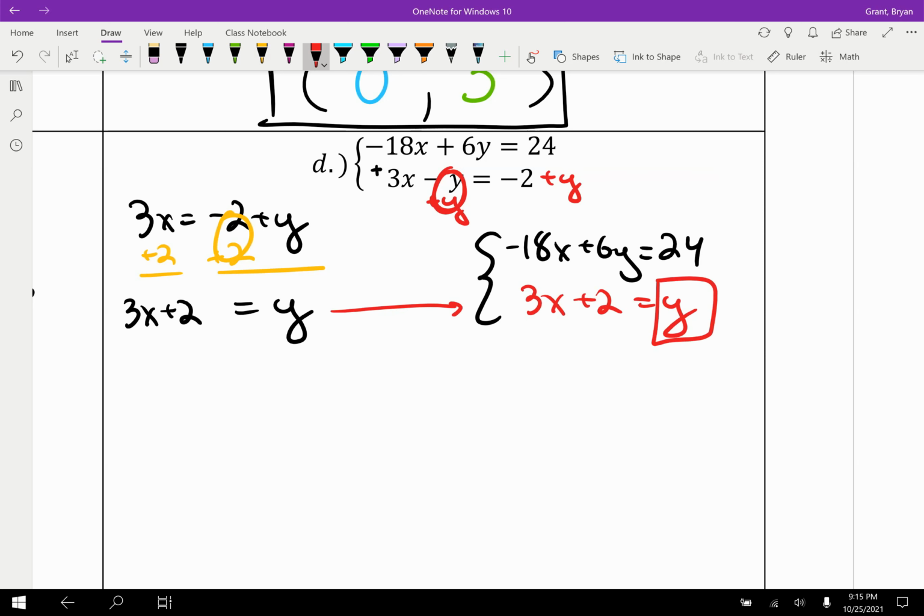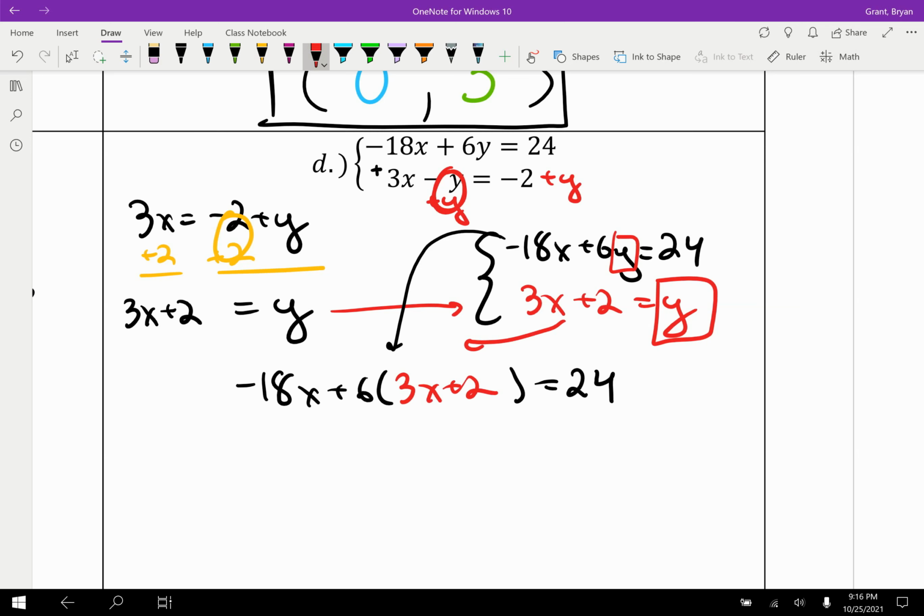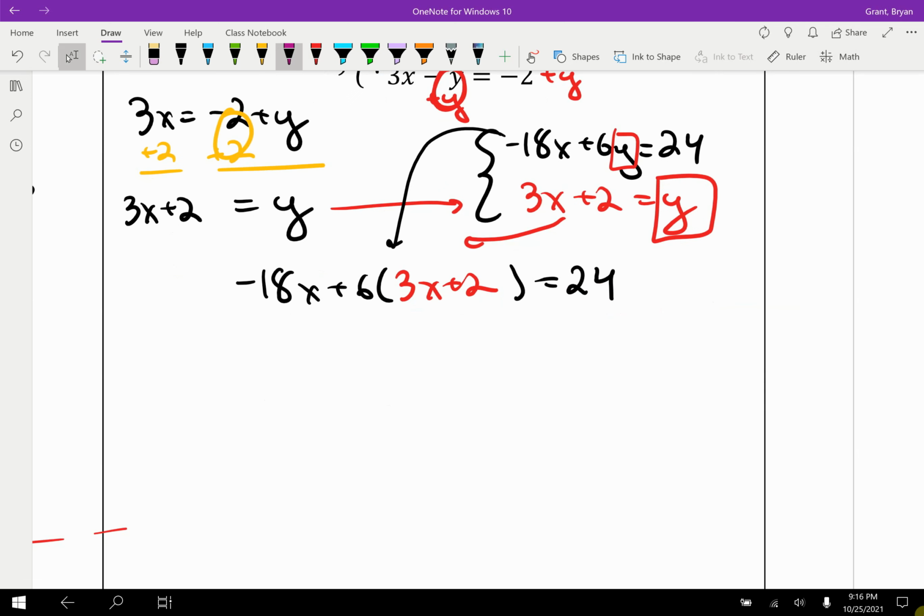All right, here's y. We know what y is equal to, so that means I'm going to replace the y in the top equation, and so we'll jump down here. Negative 18x plus 6 will replace the y, equals 24, and the y is 3x plus 2. Let's continue solving. The 6 distributes, lots of arrows there, sorry. Negative 18x plus 18x plus 12 equals 24. And combine your like terms.